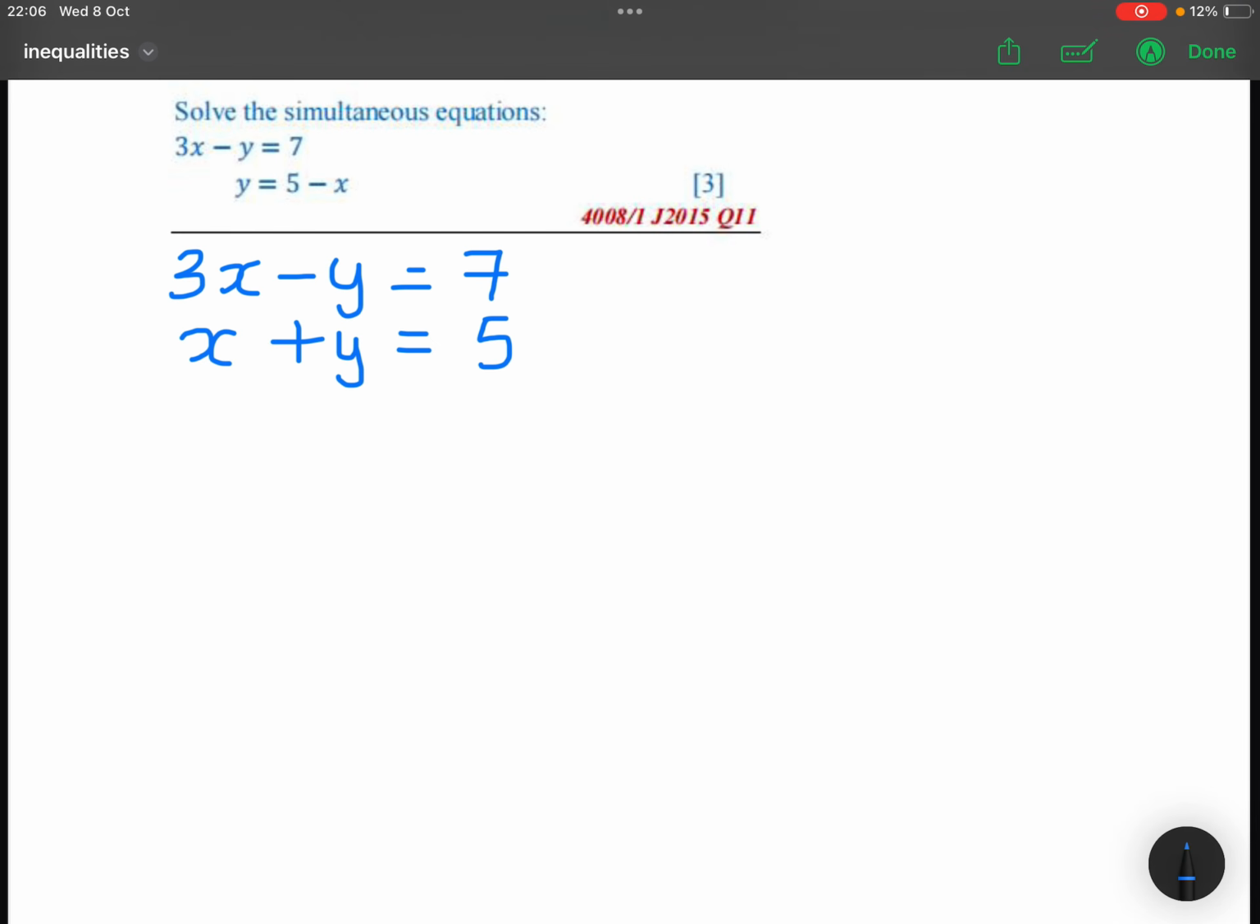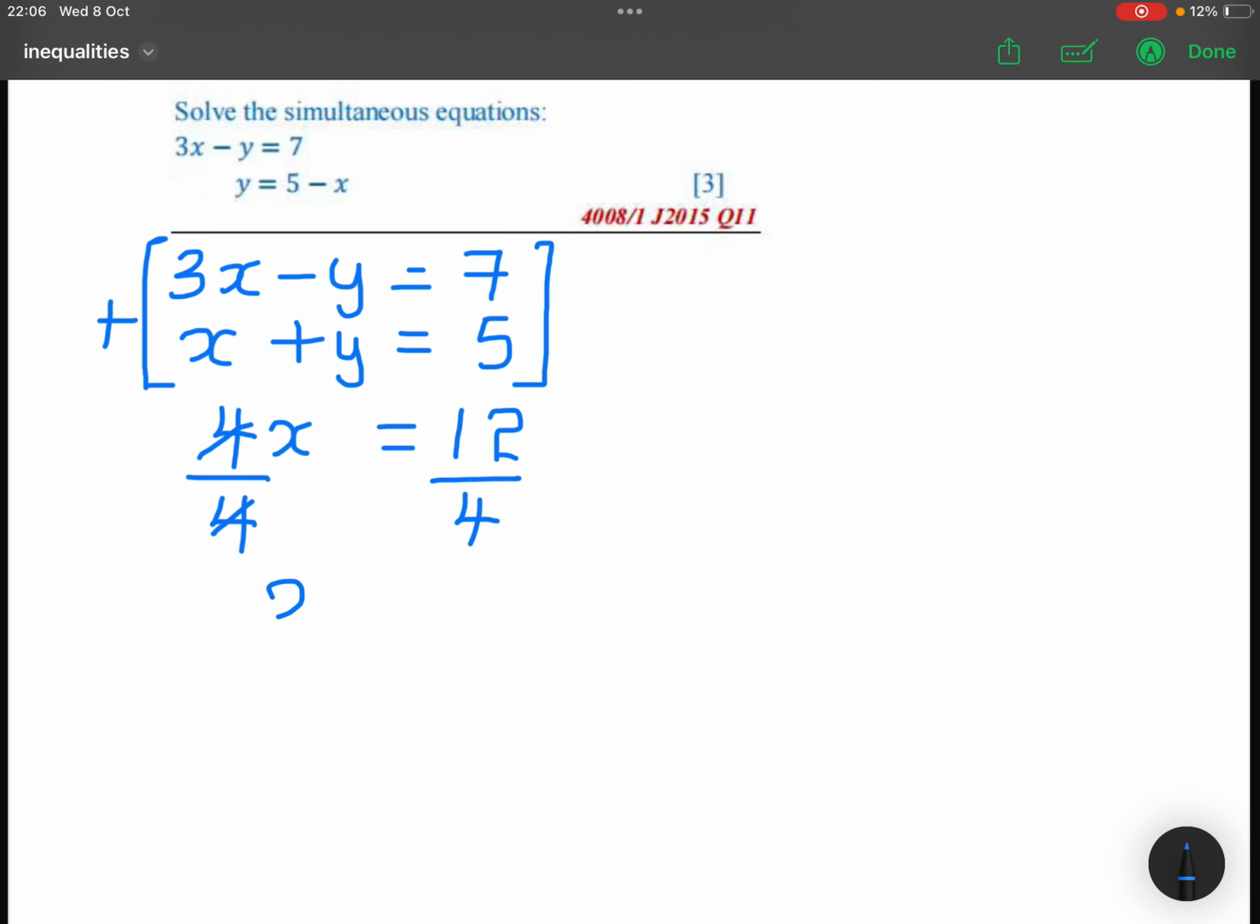And then we apply the elimination method. For us to eliminate y, we need a positive sign. So that if we say 3x plus x, we get 4x. And then 7 plus 5, we get 12. We divide both sides by 4, so that the value of x is going to be equal to 3. We are now having the value of x as 3. We need to underline it.